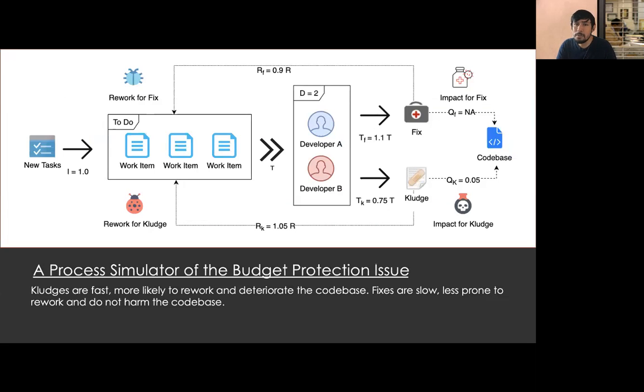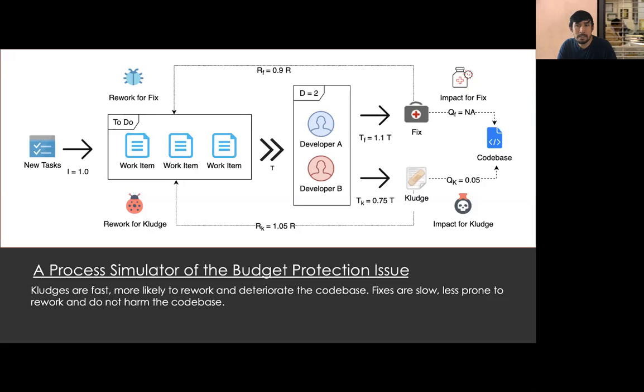Now let's review the simulation model we use to obtain payoff values. Work items arrive at a given day according to I, where they can be picked by any developer available. The time developers spend on a work item depends on whether they choose to address it with a fix or a kludge. We want to reflect that kludges are faster to code than fixes. So fixes take 10% more time than T, the average resolution time, while kludges take 25% less than T.